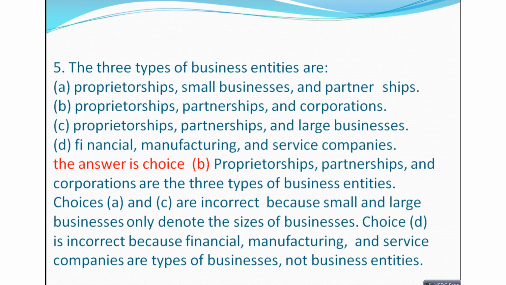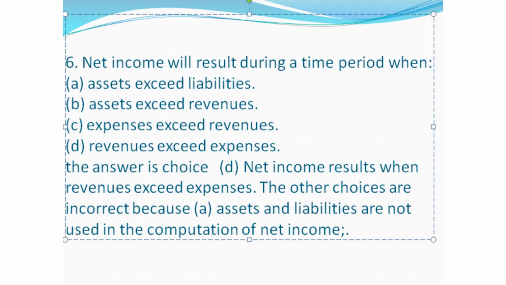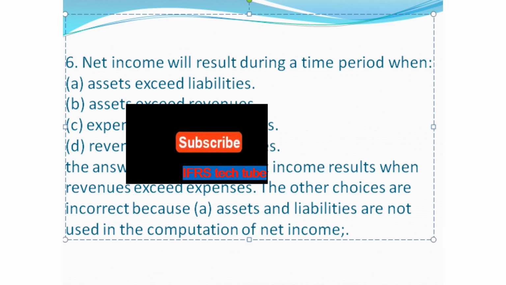Choices A and C are incorrect because small and large businesses only denote the sizes of businesses. Choice D is incorrect because financial, manufacturing, and service companies are types of businesses, not business entities.